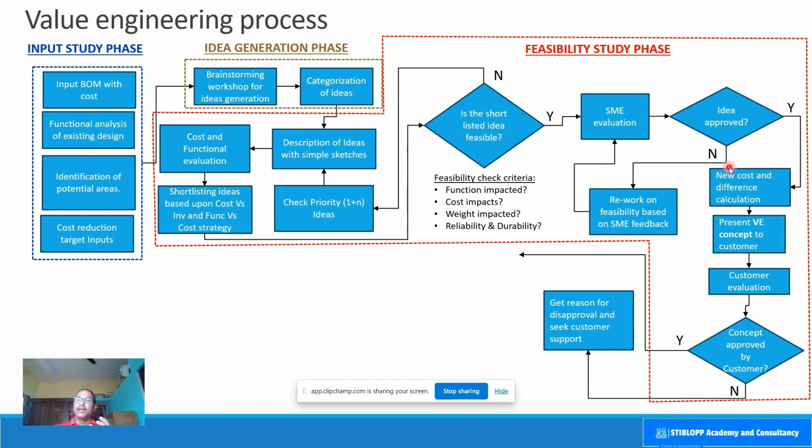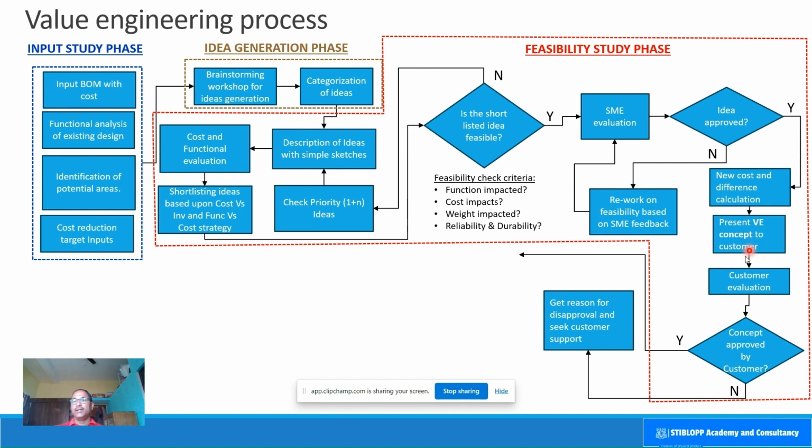Okay. Now, imagine that all our ideas are approved by the SME team and we are done with the cost difference calculation. The next step here is to present our VE concept to the customer. So, friends, what we observe here is that I am using the word concept. Once this idea gets materialized, we can call it a concept because the concept is ready for concept design and development. So, this is a very base level. You will understand this better when I explain the product design and development.